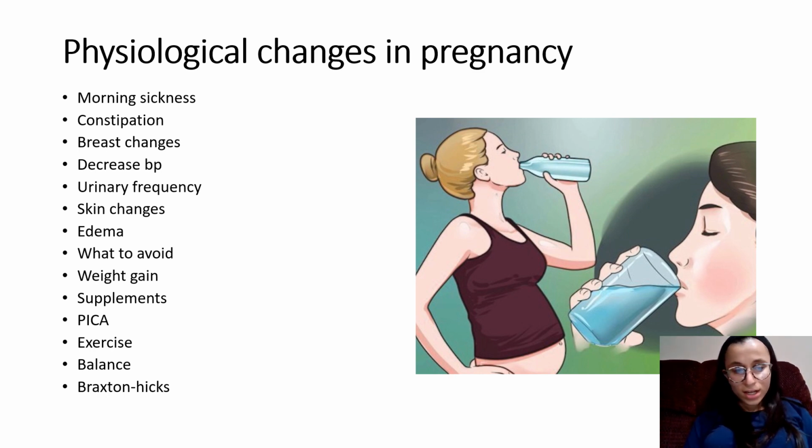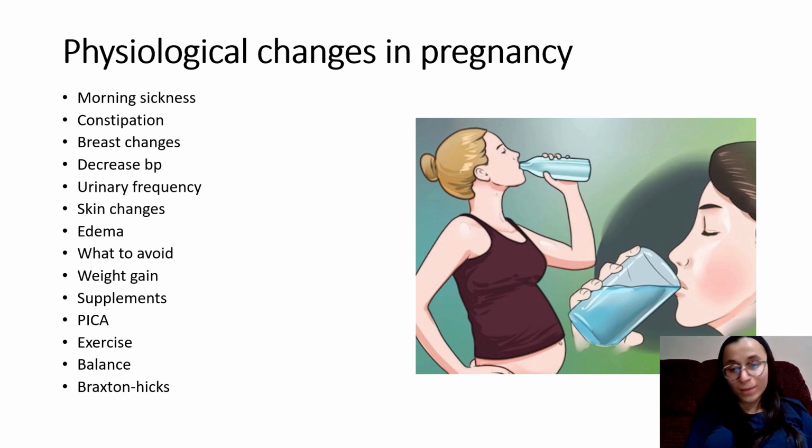Other pregnancy education, just weight gain. Normal weight gain is 25 to 35 pounds, with people who are overweight gaining less and people who are underweight gaining more. They should take folic acid and iron supplements daily. Pica is basically an abnormal craving for things that are not normally eaten. So think of ice, chalk, things that are not food.